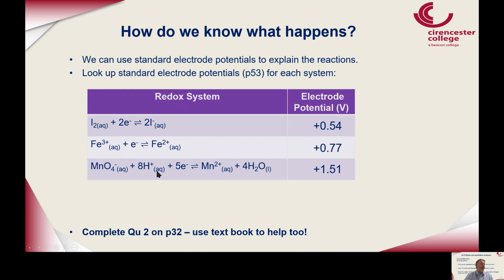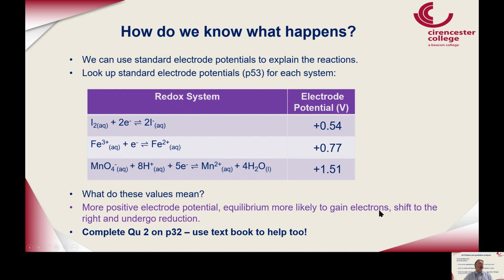So all of those things could happen. That is the anti-clockwise rule in action: bottom left reacts with top right to make the top left and the bottom right. That's if we list the electrode potentials with the most positive at the bottom, or the least positive at the top. The equilibrium with the more positive potential is more likely to gain electrons, shift to the right and undergo reduction.